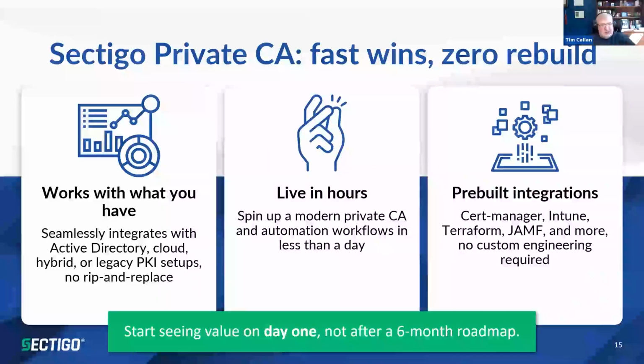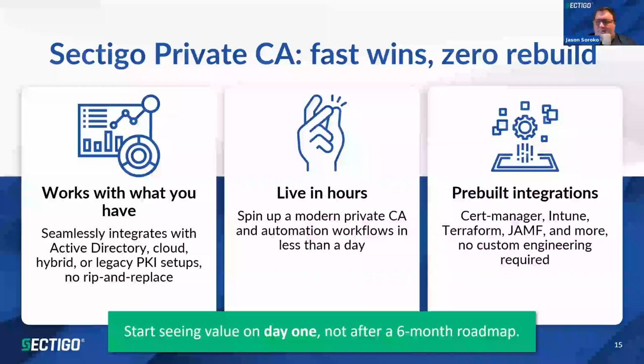All right. So the very final bullet point on the last slide is really double clicking on this, which is such a fast win. And that might be surprising to a lot of you. Imagine saying that you can have a private certificate authority that is fast, fast, fast to implement, works with what you have, and doesn't take months to implement. We're talking about hours.